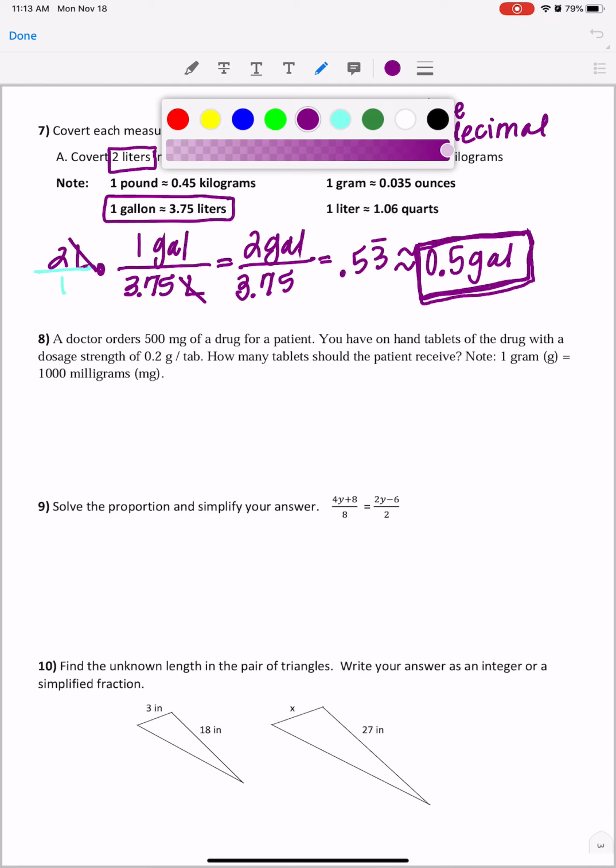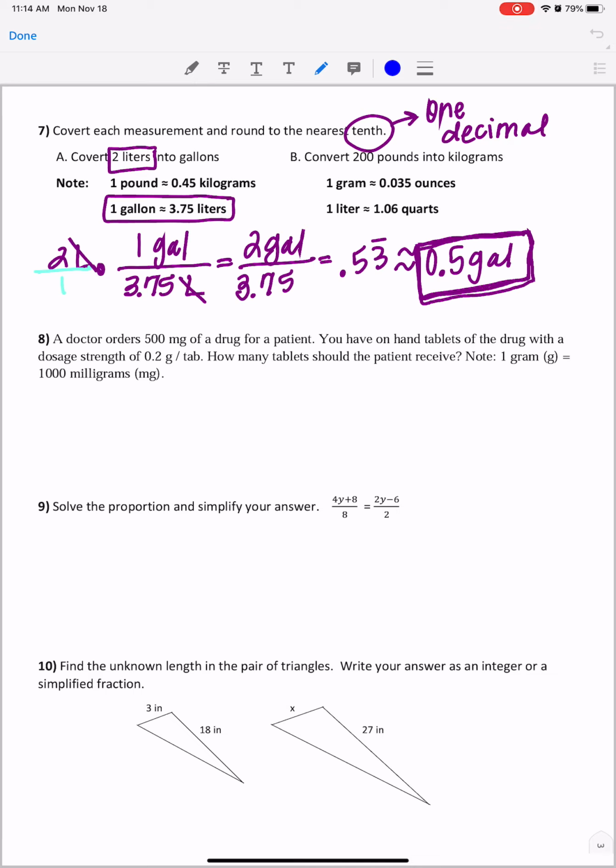All right, let's try and fit another one in here. Now I need to convert 200 pounds to kilograms. I'm gonna have to write this small, guys, I'm sorry. So we have 200 pounds. This is part B. And this was part A. All right, 200 pounds times, I have a conversion here of 1 pound equals about 0.45 kilograms.